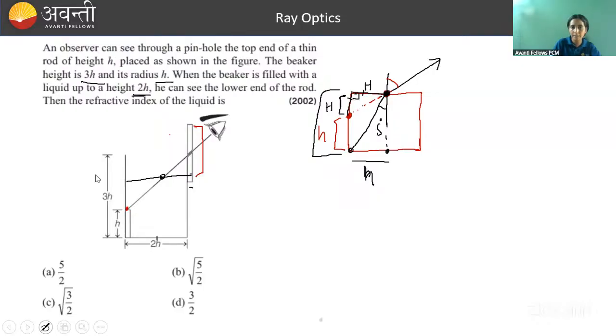This is 90 degree. So this has to be 45. This has to be 45. And if this is 45, this has to be 45. Okay? From the geometry, you can see it. This has to be 45.